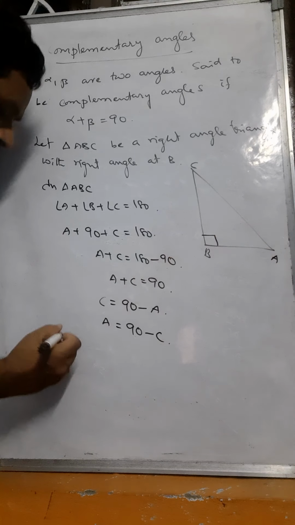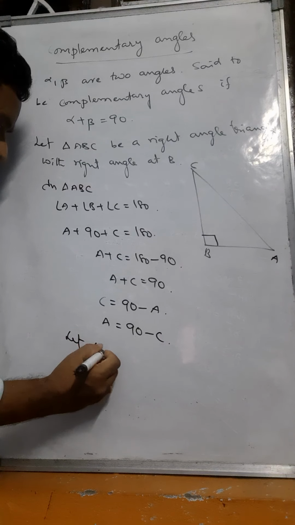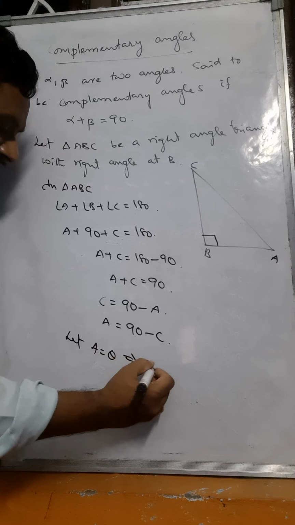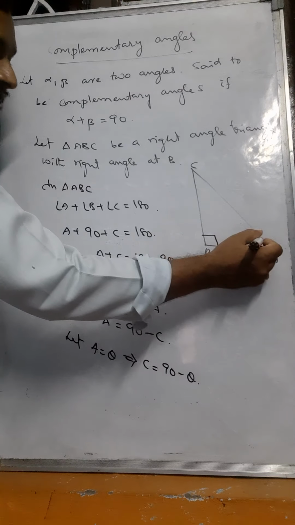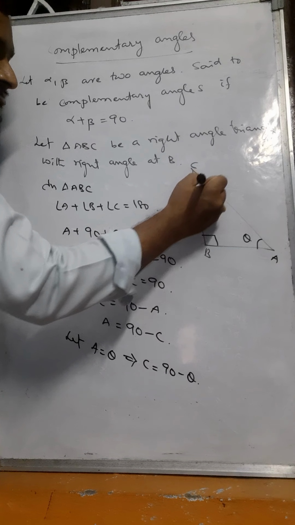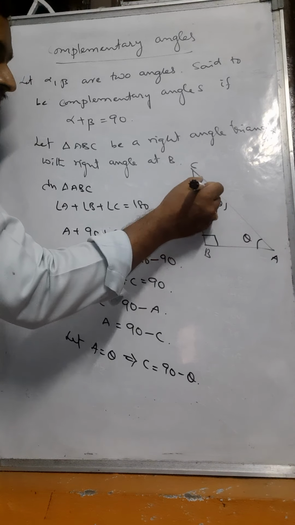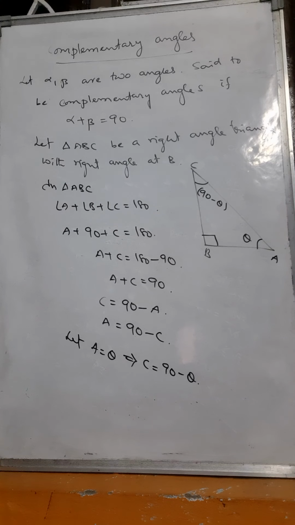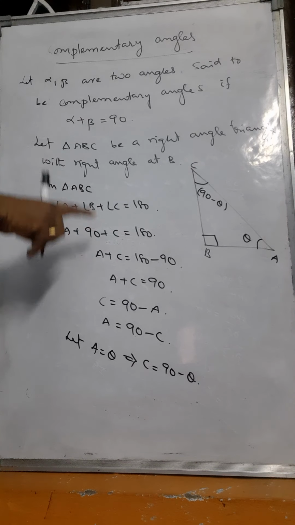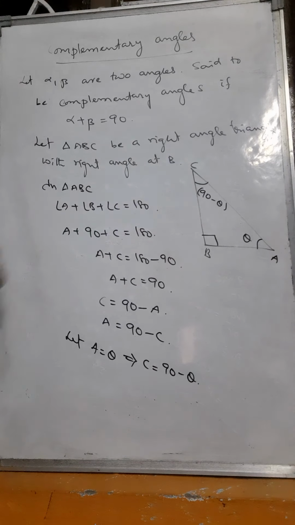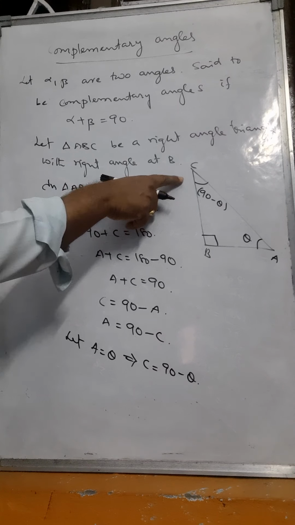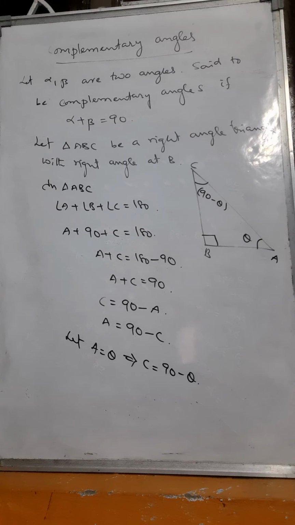Now I am taking A is equal to theta, that implies C is equal to 90 minus theta. How will you get the C angle? C is equal to 90 minus theta. If A is equal to theta, then angle C is equal to 90 minus theta. If angle C is equal to theta, then angle A is equal to 90 minus theta. Why? They are complementary angles.